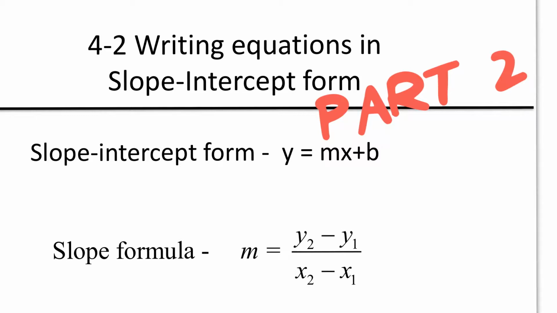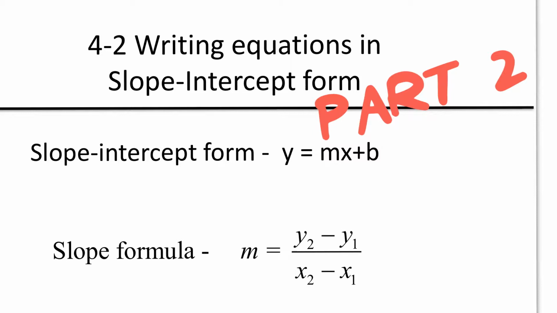And just a quick review, we are looking at this form called the slope-intercept form, which is y equals mx plus b. Notice y is by itself, m is going to be your slope, and b is going to be the y-intercept of the line. This is a linear equation, so it's going to be a line, and the y-intercept is where the line crosses the y-axis.